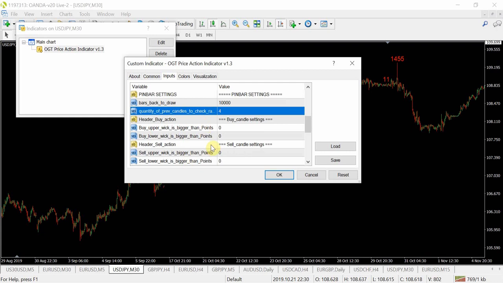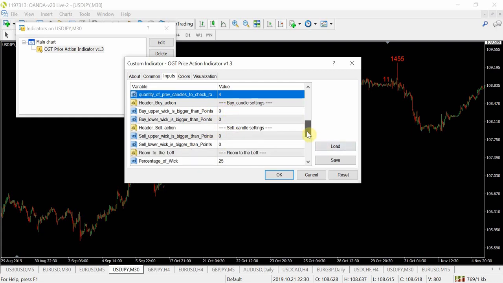I don't mess around with how big the wicks are and things like that. I don't really touch that.